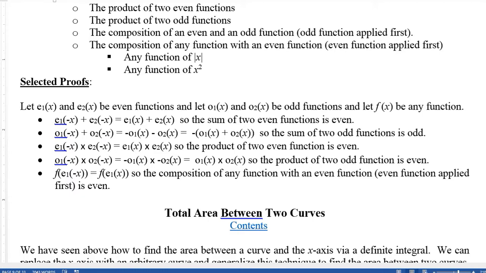And so if we apply an even function first, so we do e of negative x and then take f of that, the e of negative x is just e of x, and then f of that is f of e of x. So then that turns out to be the same as the original function with just an x plugged in. So the composition of any function with an even function, where the even function is applied first, is an even function.